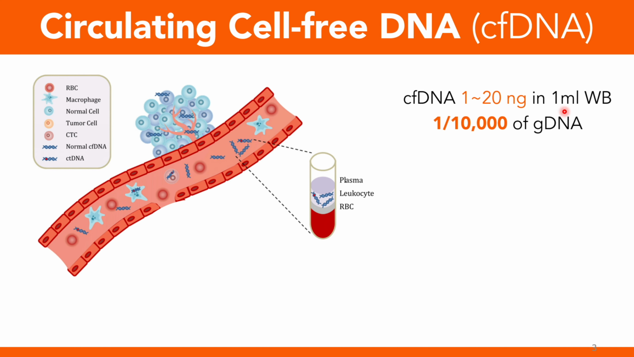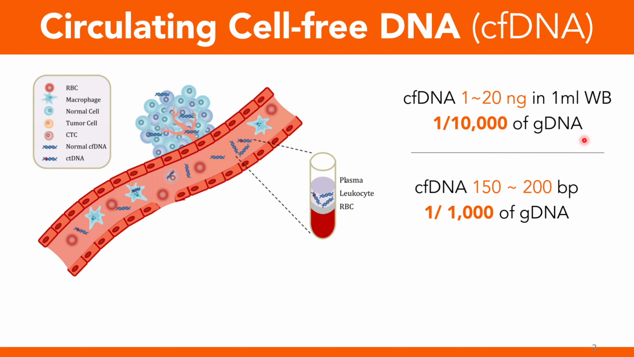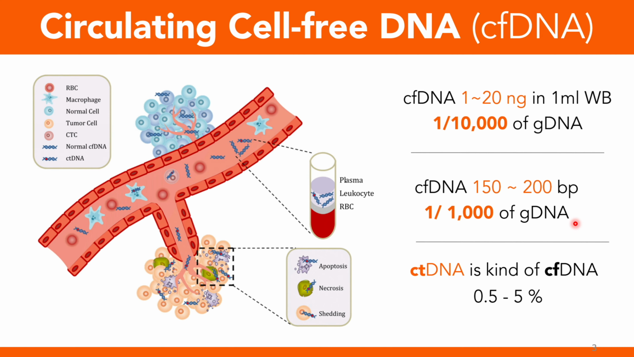In 1 milliliter of whole blood, normally the amount of cfDNA is only 1 to 20 nanogram, which is only 1 per 10,000 of genomic DNA. And the size of cfDNA is actually very small, only 150 to 200 base pair, which is only 1 per 1,000 of genomic DNA.